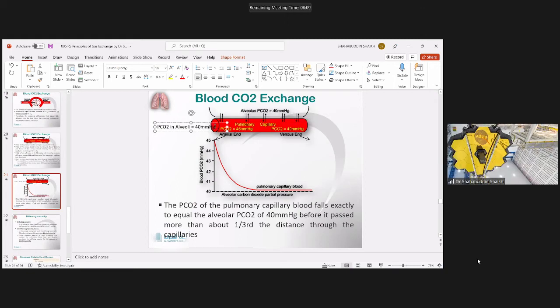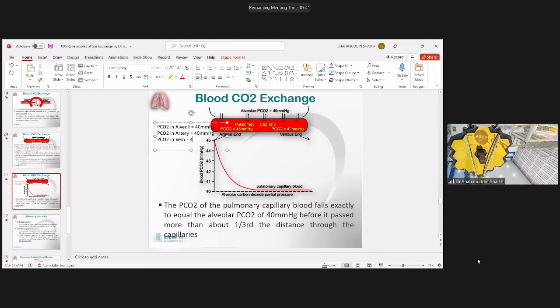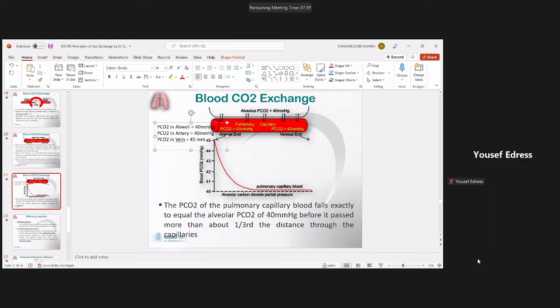Control C. Now we go to PCO2 in artery. Okay. Right. Any difficulty here? Is the answer right or wrong? Right. How much is the answer here? 45. 45 millimeter of mercury.